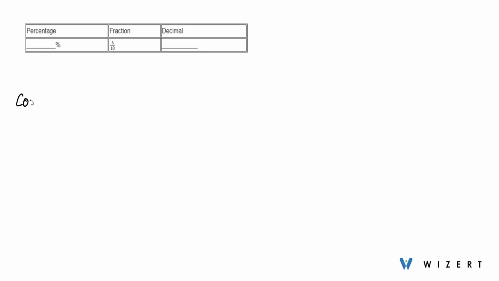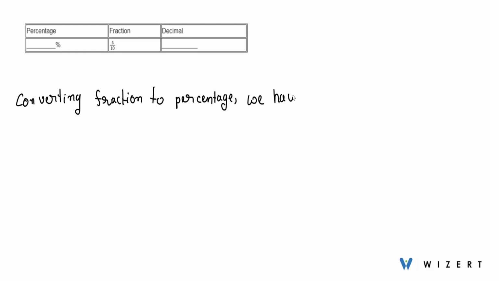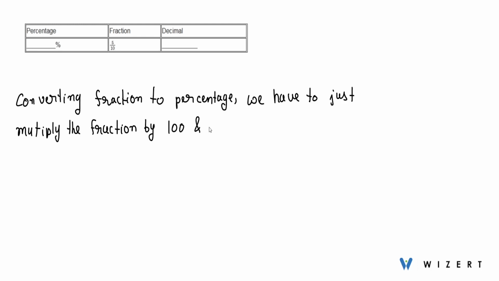So converting a fraction to percentage, we have to just multiply the fraction by 100 and then evaluate it.